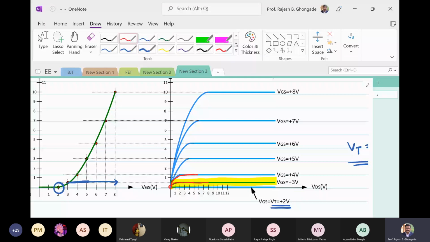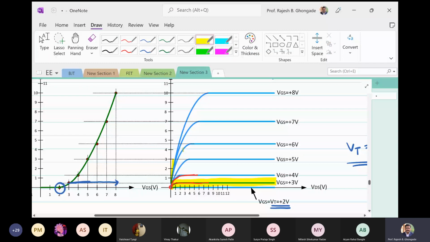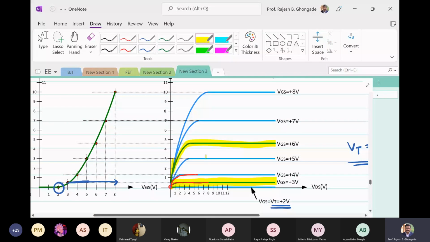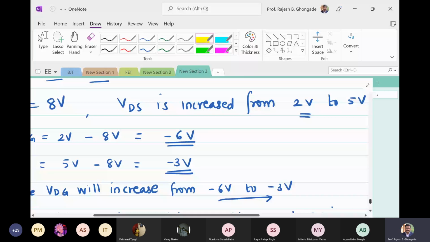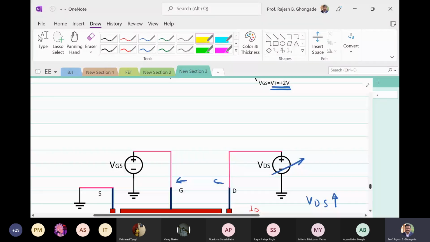So if you take this one for example, see the drain current does not increase further. After this certain point, it will stay constant even if you increase VDS. This is because of the pinch off phenomenon. All right. And how do we get the characteristics then? We get the characteristics like this.